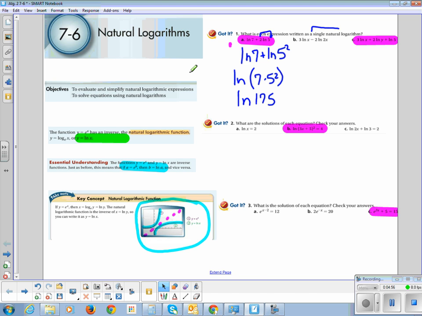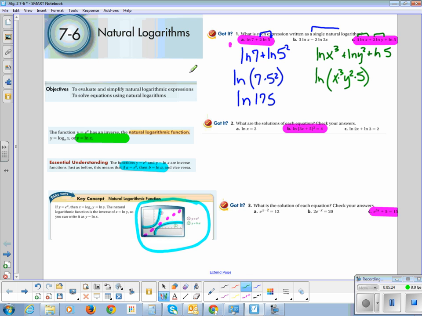Okay, so let's do a little bit harder problem. Here I'm going to take my numbers out front and put them on the exponents. So that's going to be ln x to the third plus ln y squared plus ln 5. I'm going to write that as a single logarithm. They're all pluses, so it's just going to multiply together. Then I'm going to order them, so they're alphabetized and the numbers are in the front. Done.